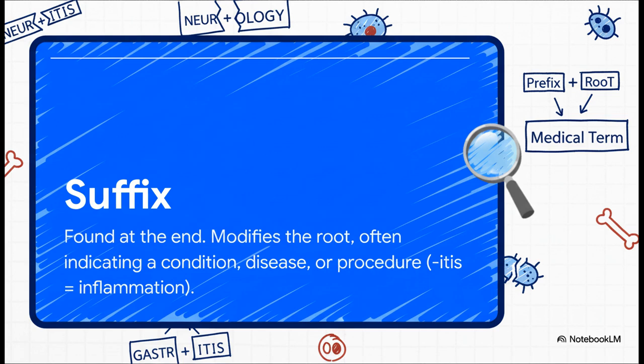And the last piece of the puzzle is the suffix. This comes at the end of the word, and it tells you what's happening to the root. You know, is it a condition, a disease, a type of procedure? For example, itis. You have to know this one. It means inflammation, every single time.